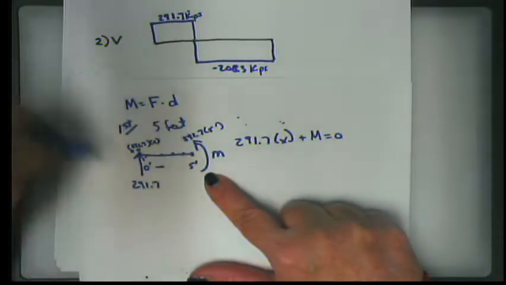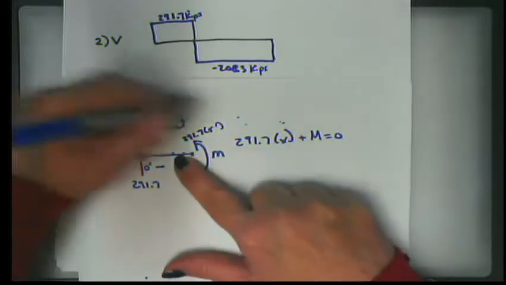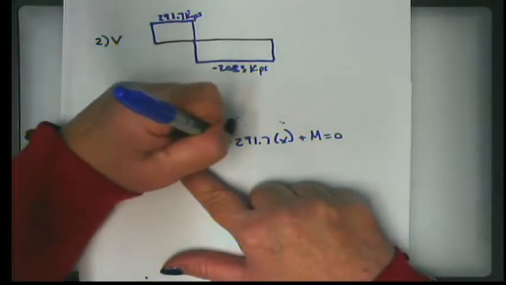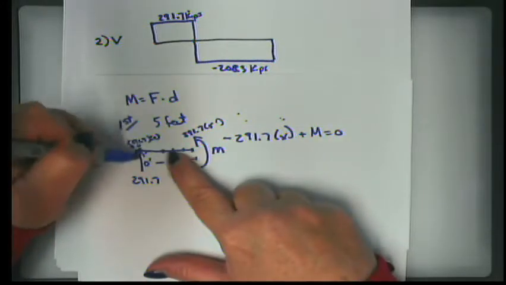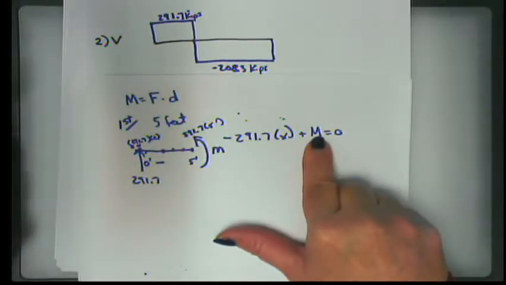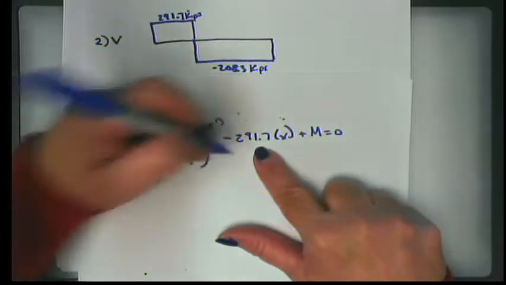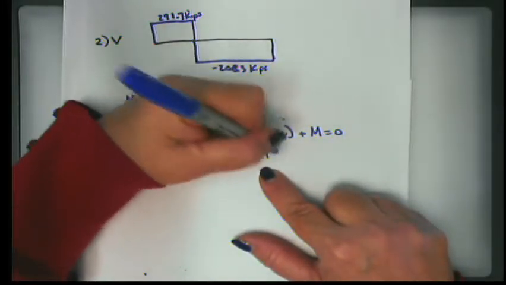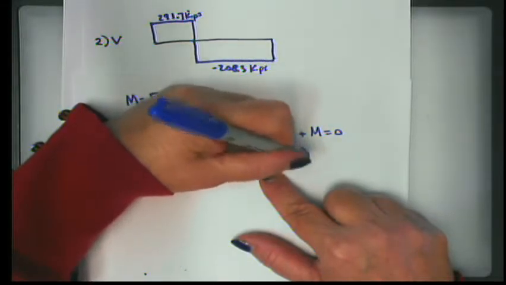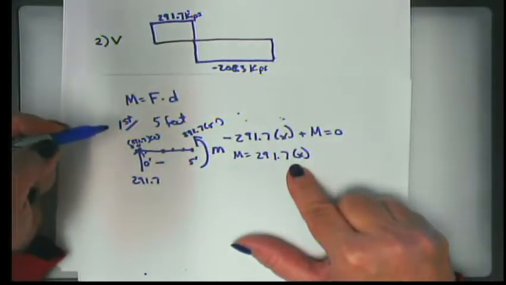That's clockwise. And what about this one? This is counterclockwise, so that's positive. This one, if we cut here, that's negative. This one's positive. So the moment everywhere is equal to 291.7 times x, where x goes from 0 to 5.